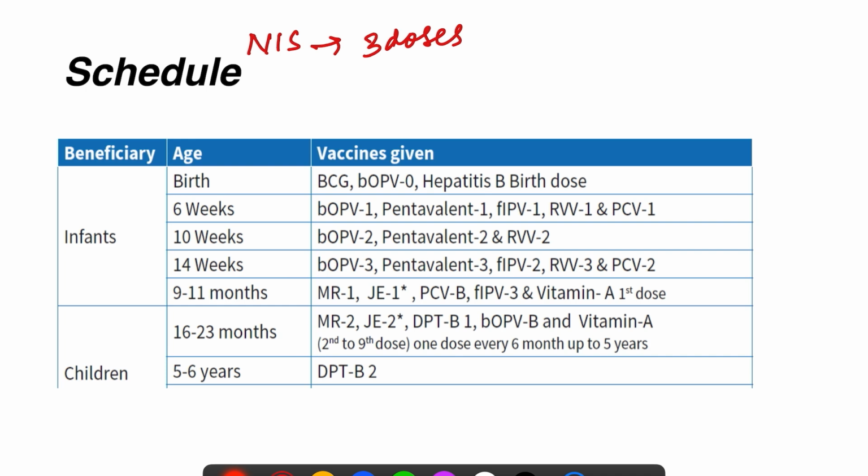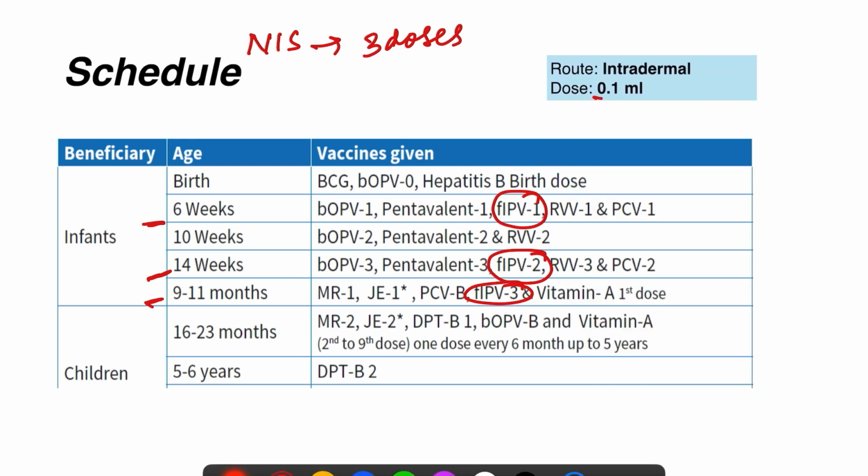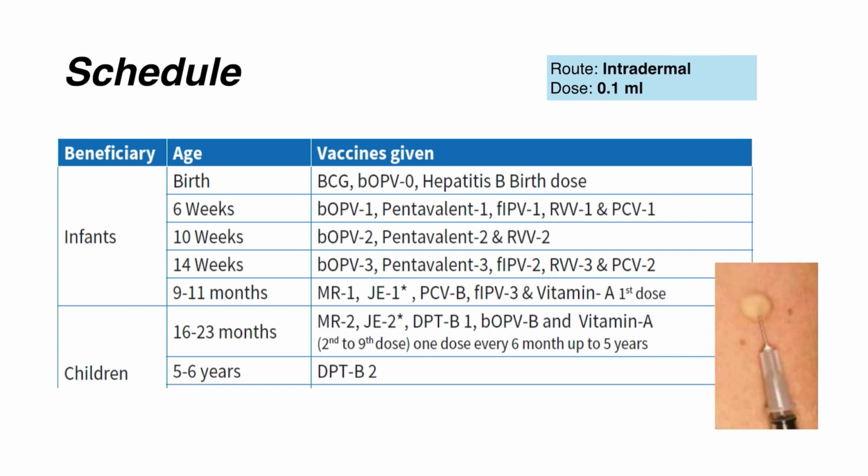As per the current guidelines in National Immunization Schedule, we are giving a total of 3 doses of fIPV. The first dose is given at 6 weeks, the second dose is given at 14 weeks, and a third dose is given at 9 to 11 months. Dose is 0.1 ml as discussed earlier and the route is intradermal.